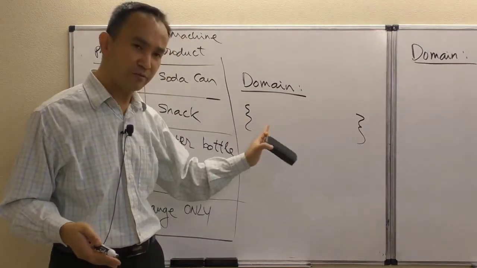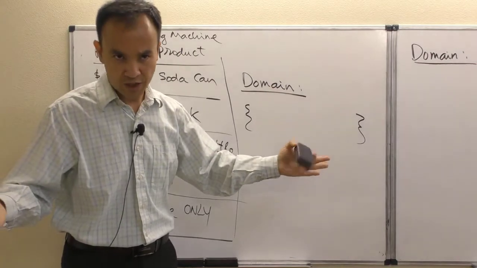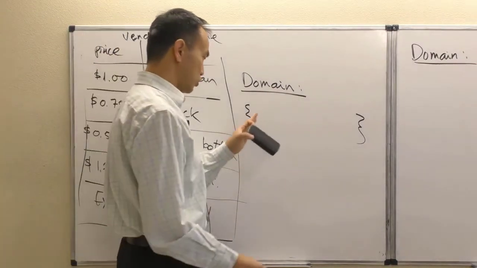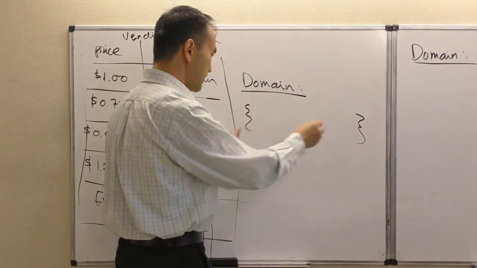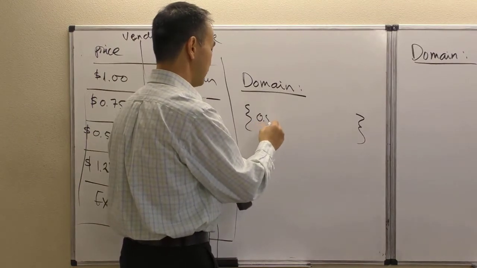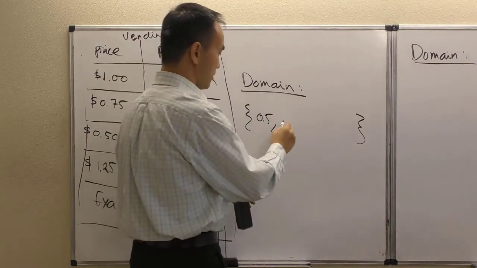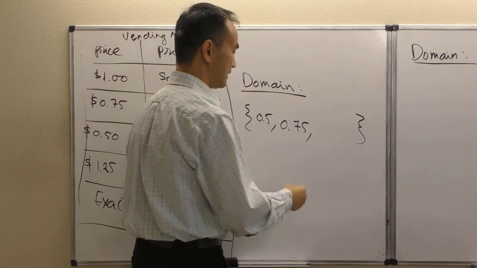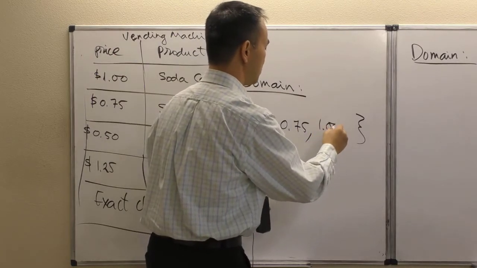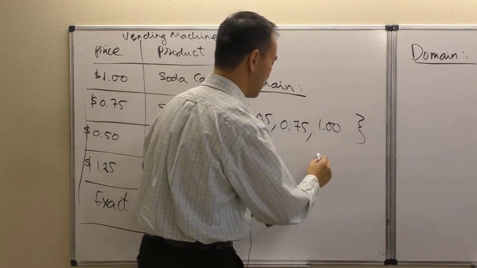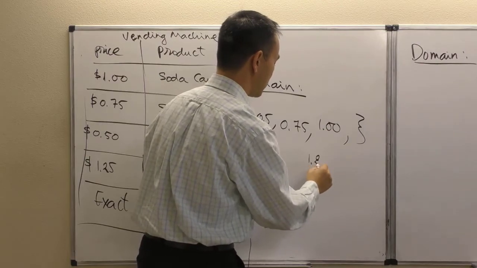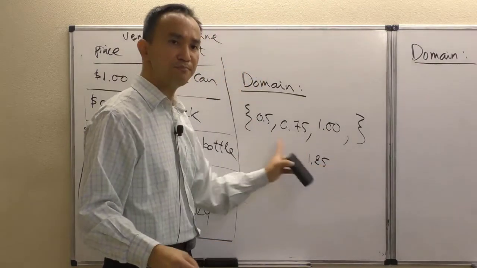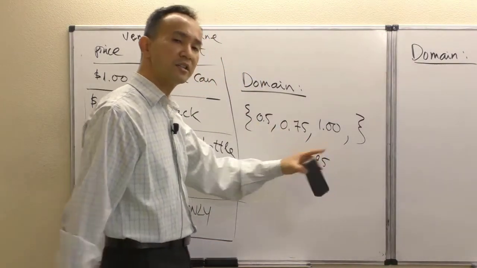So here we have to write the domain. That's the only choice left. That's the only choice for us. So the domain here is a set. There's 0.5, 0.75, 1.0 or 1.00, and 1.25. So these elements, or these members of the set, are being listed in that set right there.